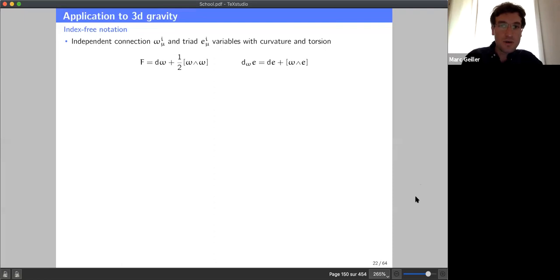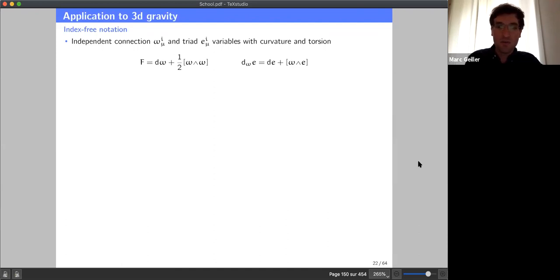What I want to do here is use useful and powerful index-free notation. The reason for this is that when working with first order variables, connection and triad, we are essentially manipulating Lie algebra valued differential forms. So you have a bunch of indices to carry if you want to be very explicit, because there are the Lie algebra indices and also the form indices. If we make everything explicit, it becomes very heavy, and it's not the most efficient way to work. So I would like to use index-free notation, and throughout this whole chapter do everything as much as possible without indices.